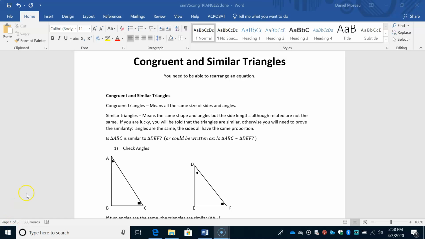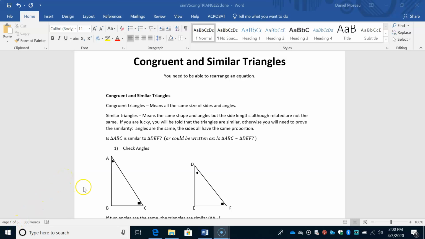Welcome to Congruent and Similar Triangles. You need to be able to rearrange an equation. This rearrangement skill you must have for multiple different types of problems, not just for similar triangles.